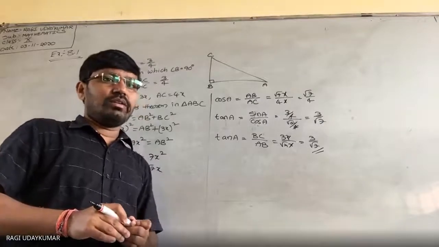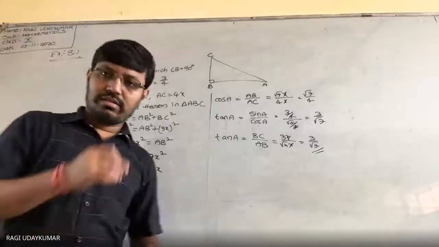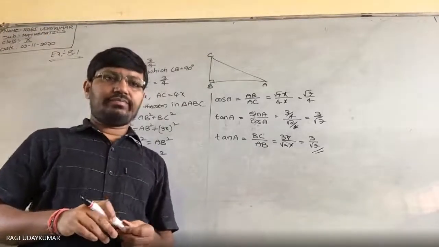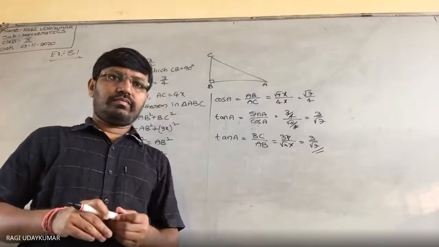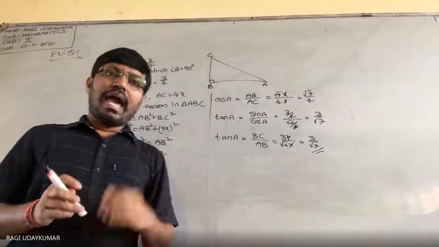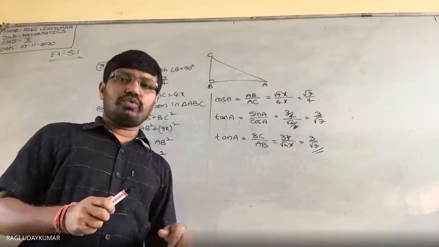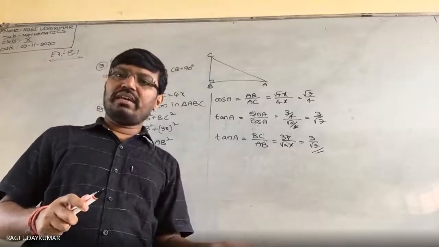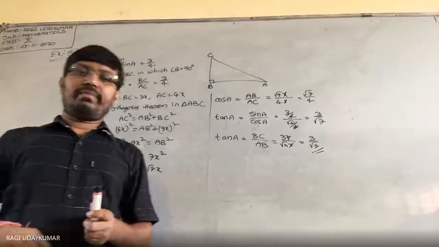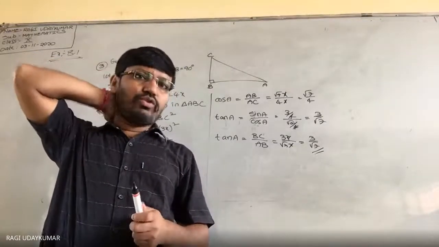Secant theta equal to 13 by 12 is given to you. What is meant by secant theta? Hypotenuse by adjacent. Hypotenuse is 13, adjacent is 12. Then the opposite will be 5, because 5, 12, 13 is a Pythagorean triplet. Automatically, if you remember Pythagorean triplets, you can do it. It's not very difficult for you to do.